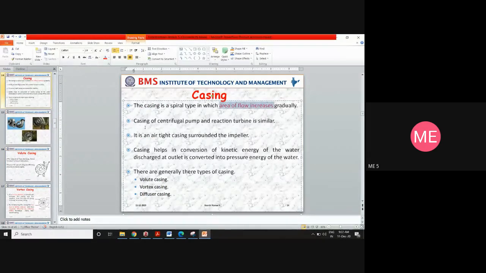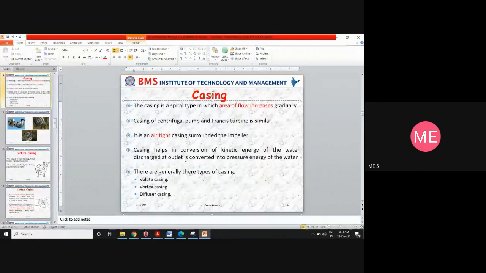The casing of a centrifugal pump and a reaction turbine is similar. Instead of reaction, I'll call it Francis for your better understanding. You have seen the Francis turbine casing, right? The casing in a centrifugal pump and the Francis turbine is almost similar. There is no change in the shape of the casing. It is an airtight casing surrounding the impeller. This is important. To create airtightness, this casing is used.